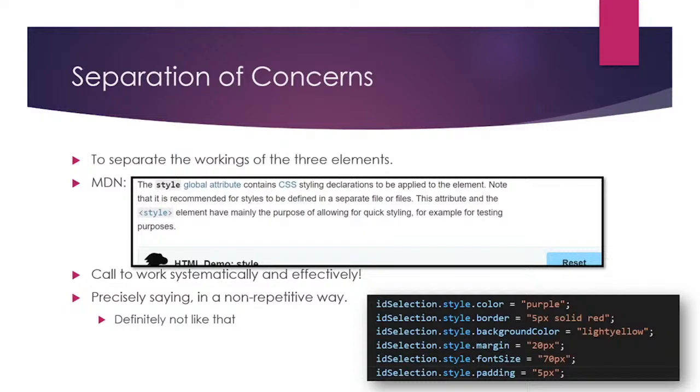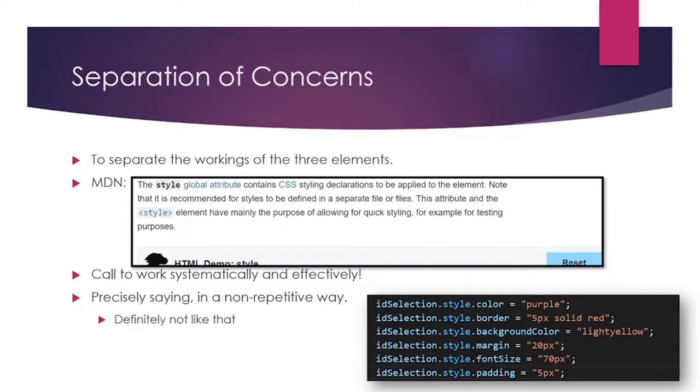Separation of concerns. I think I've talked about it in the beginning, that there's this good habit of programming where you make a separate file for it. In the MDN reference, they've said that the style global attribute contains CSS styling declarations to be applied to the element.